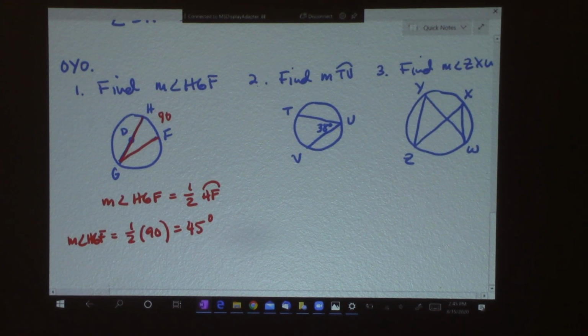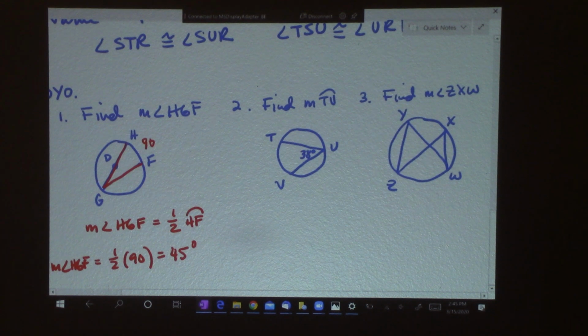Okay, and number 2, we're going to find TV. So the measure of arc TV equals 2 times 38, which is 76 degrees. Okay, and you need this number here too, 72. I'm so sorry about that. I will look to fix those worksheets before I send them to you.